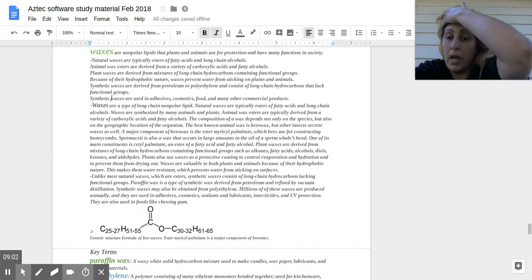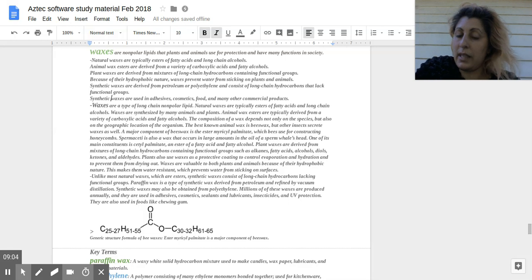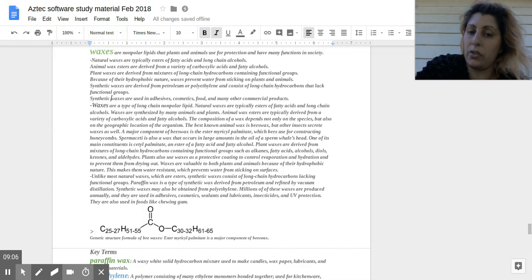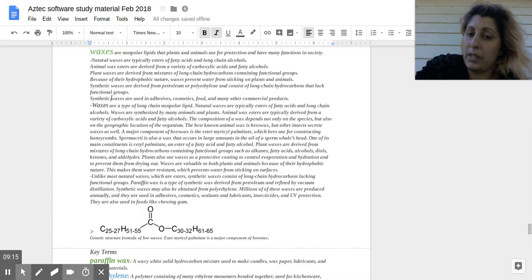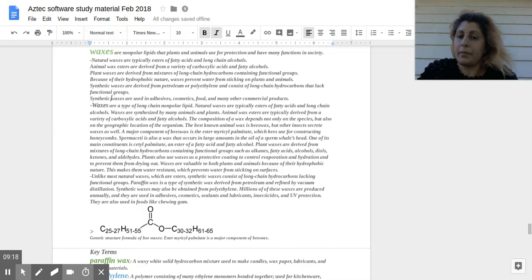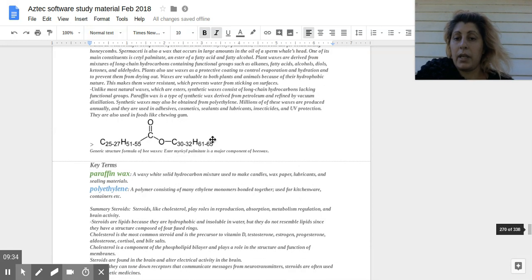Unlike most natural waxes, which are esters, synthetic waxes consist of long chain hydrocarbons lacking functional groups. Paraffin wax is a type of synthetic wax derived from petroleum refined by vacuum distillation. Synthetic waxes may also be obtained from polyethylene. Millions of tons of these waxes are produced annually. They're used in adhesives, cosmetics, sealants, lubricants, insecticides, UV protection, and in foods like chewing gum.